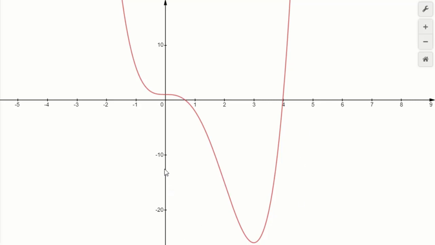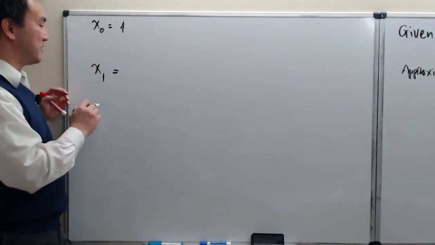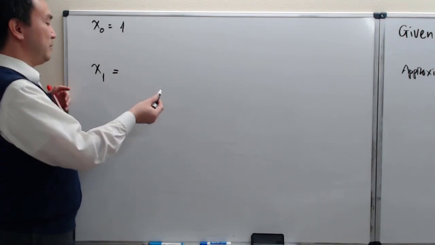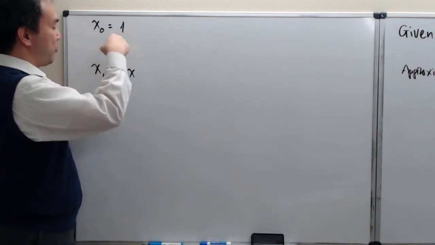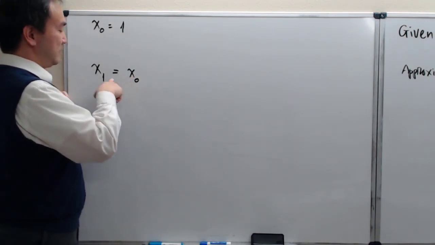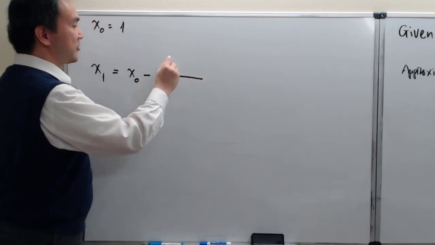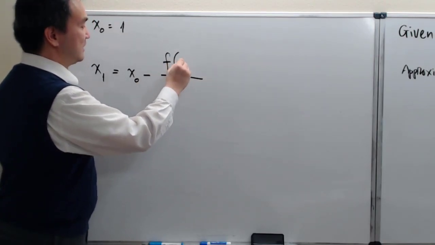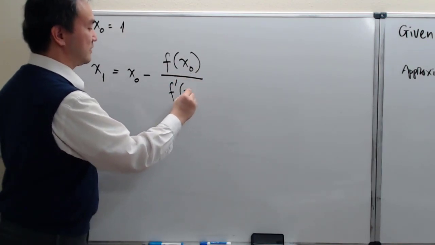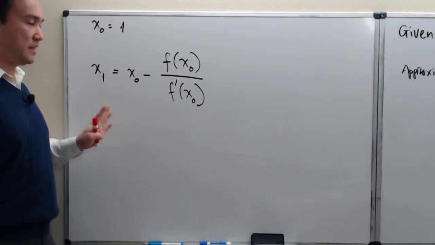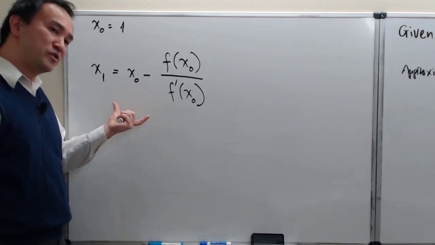Okay, and so now I'm going to offer a formula. This formula is as follows. x1 can be calculated from our previous starting point, x of 0. I am going to go x1 equals x of 0, subtract a fraction that goes f at x of 0 over f prime at x of 0. Okay, and ladies and gentlemen, this is the main core of what Newton's method is all about.